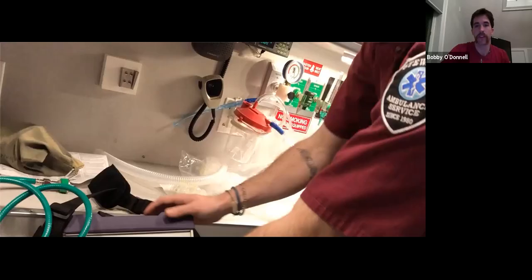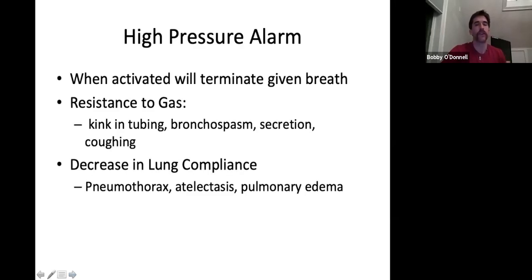Okay. So the alarms, lastly, for a couple quick cases. The high pressure alarm is what you'll see generally. Like I said, check your connections, make sure there's not a kink in the tubing, or they could be coughing, or there are increased secretions. Do you need to suction? Is your PIP elevated? And that's all those things.